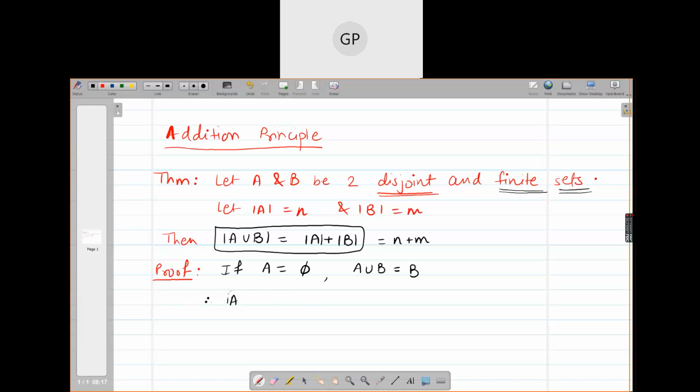In this case, if A union B is equal to B, then if you take the cardinality, it will simply become the cardinality of B, which is nothing but m, and m I can write as 0 plus m. And 0 means what? The cardinality of A, because A is an empty set. Do you understand it? Yes, ma'am.